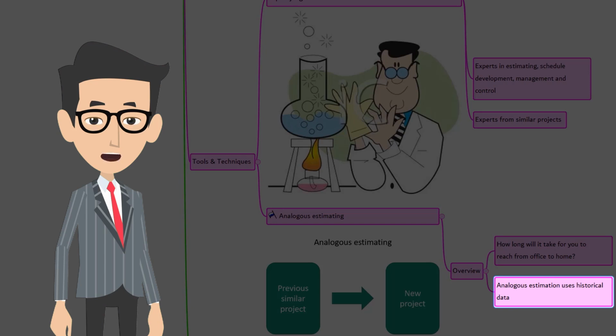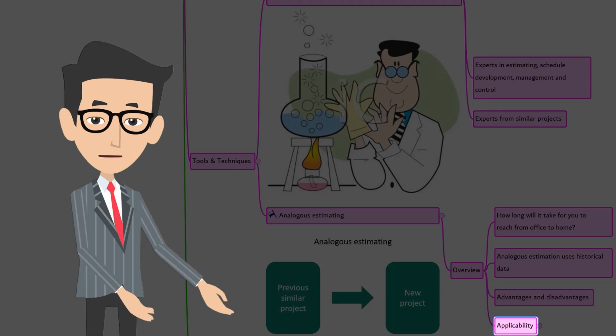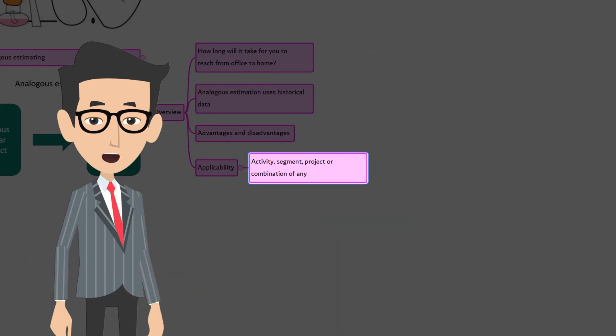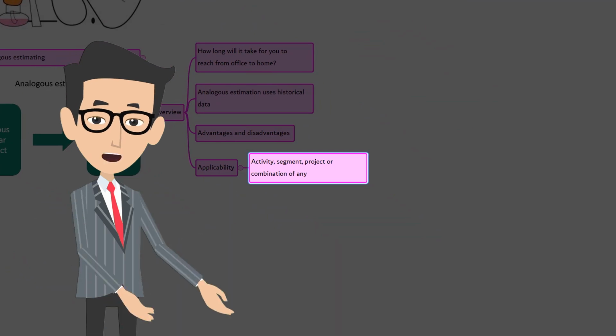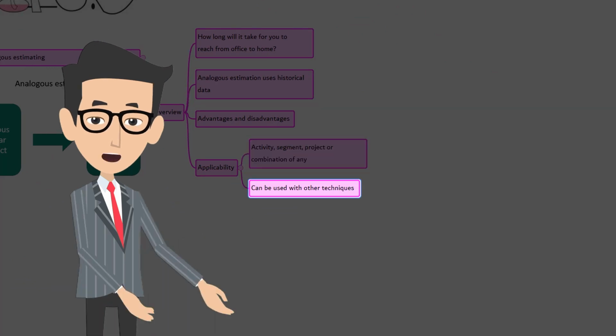For estimating, the actual duration from the previous or similar activity is used as a basis for current activity. Of course, the values are adjusted depending on the complexity. This technique can be used when a limited amount of information is available. The advantage of this tool is it's less time consuming, so less costly. On the other hand, the disadvantage is it's less accurate. Let's look at the applicability part. You can use this technique at activity level or for a segment of project or for the complete project or in combination of any. You can use this technique along with other estimation techniques such as expert judgment.